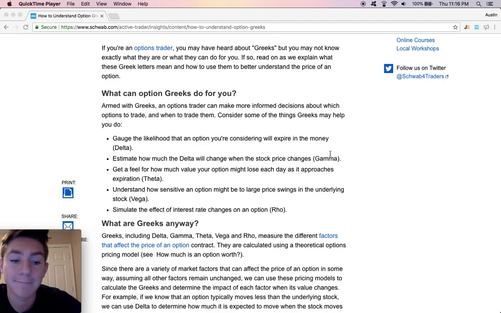Estimate how much delta will change when the stock changes price: Gamma. Don't really know what that is. Don't really care. You can read up more on that. This is also another video to show if you have no idea what something is, you have two of the most useful resources in life, Google and YouTube.